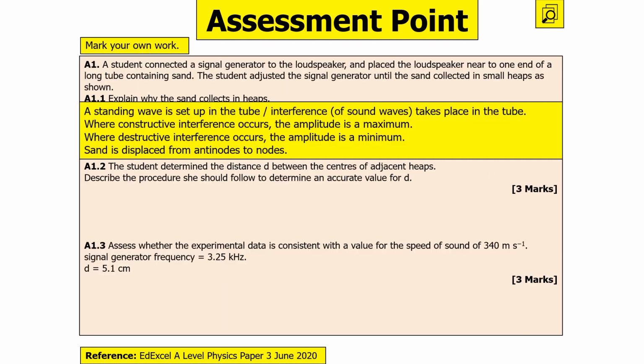In the first one, a standing wave is set up with the interference of sound waves taking place in the tube. When constructive interference occurs, the amplitude is a maximum. When destructive interference occurs, the amplitude is a minimum. Our sand is displaced from the antinodes to the nodes.